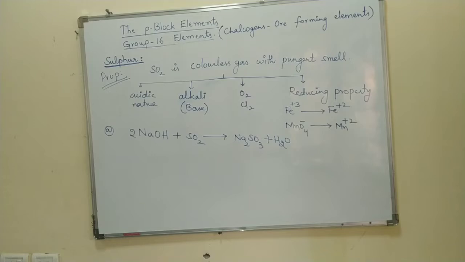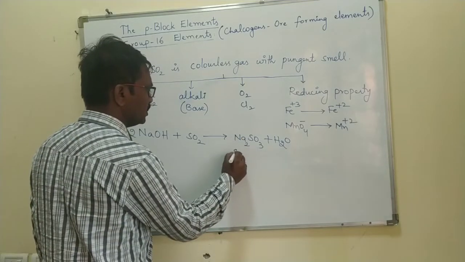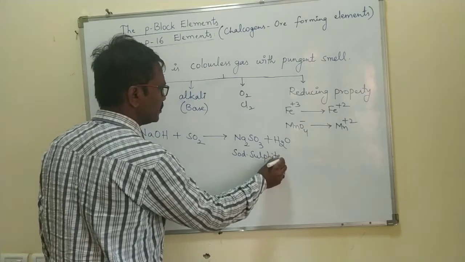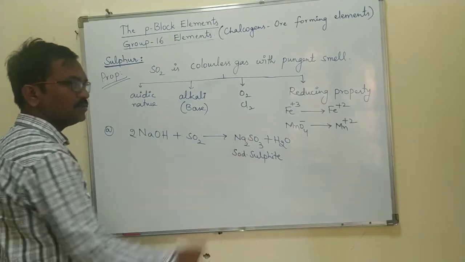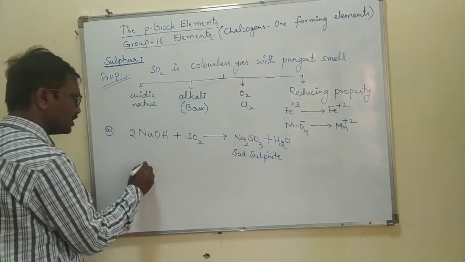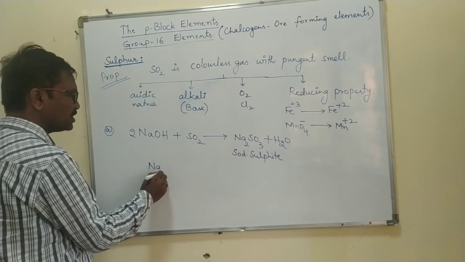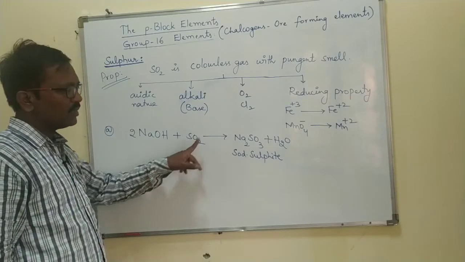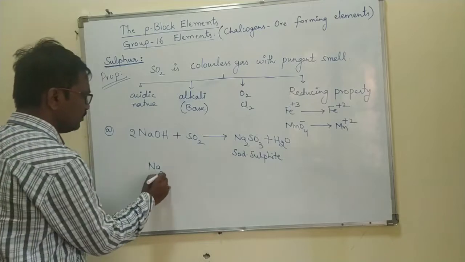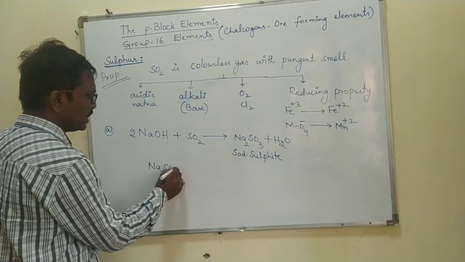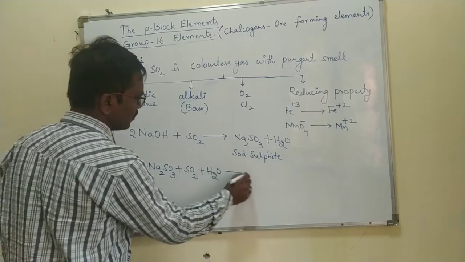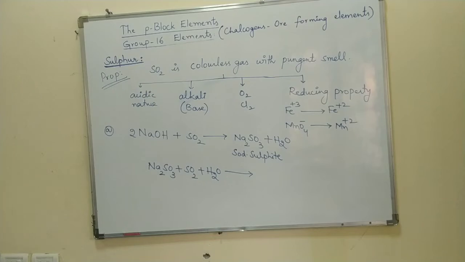So what is this one? Sodium sulfite, right? Sodium sulfate means Na2SO4. If you pass a limited quantity of sulfur dioxide, it forms sodium sulfite. If you pass excess sulfur dioxide, it gives sodium bisulfite.